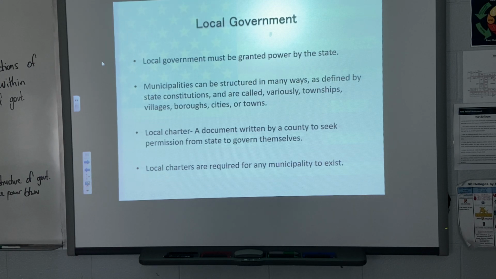So that local charter is required for any municipality to exist. So how many towns do we have in Graham County? Robbinsville, Stecoah, Santeetlah, Fontana. In order for those towns to be in existence, at one point in time, they had to have a local charter sent to the state. Okay, the state then would give their permission for that. So that's the only way that a local government can operate.